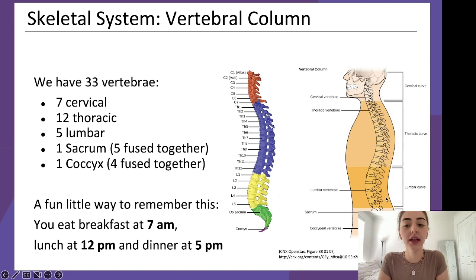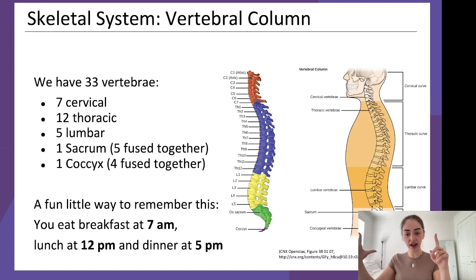Then after that, we have a sacrum, which is one bone, but through evolution, it really started off as 5, and then those 5 fused together to make one. So now we only have one sacrum, but at different points in history, they were 5 and then fused together to create one.